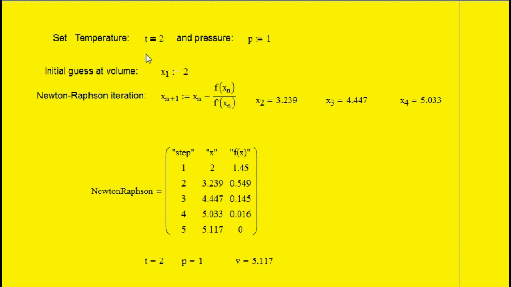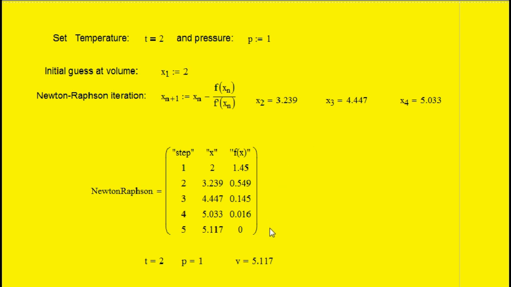Let's double the temperature, that is, make it twice the critical temperature, and keep the pressure at 1, that is, keep it at the critical pressure. Since the volume is likely to increase under these conditions, let's initially assume that the volume will double the critical volume. In other words, we'll set x1 equal to 2. Plugging this into the Newton-Raphson iteration expression, we get x2 is 3.239. This in turn gives x3 equals 4.447, and so on.